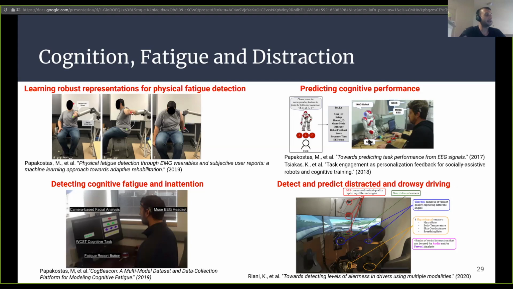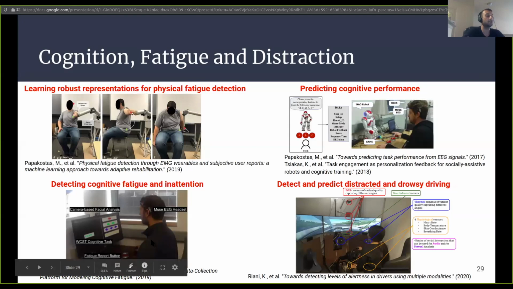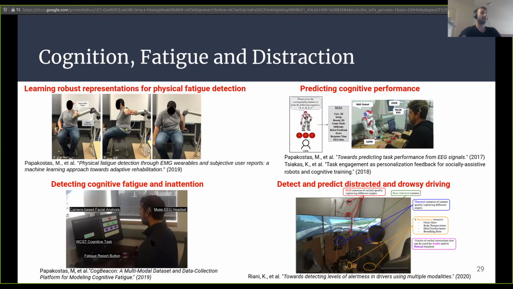I've also spent some time building tools and data towards detecting cognitive fatigue using, again, multimodal data. Unfortunately, these are a lot of studies that I wouldn't have time to go into further details about. But the concept is always the same: how different modalities can be used and correlated with different types of data collected towards learning robust representations.